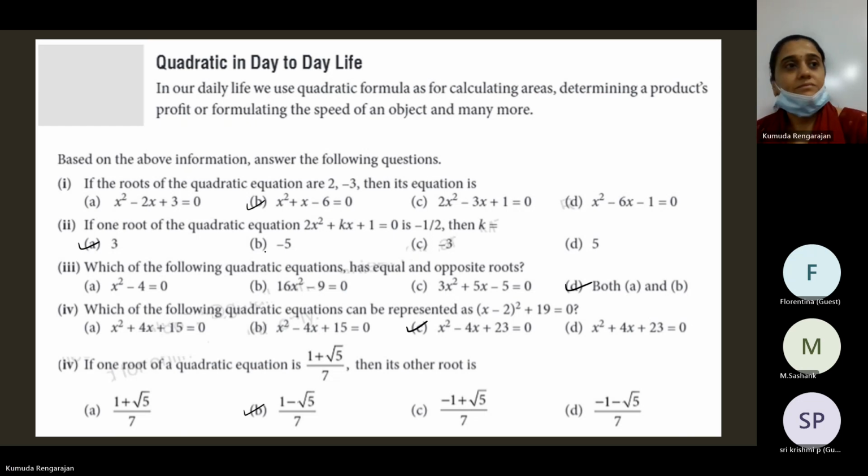Okay. Fourth one. A minus b the whole square is A square minus 2ab, no? So it will be minus 4x only.